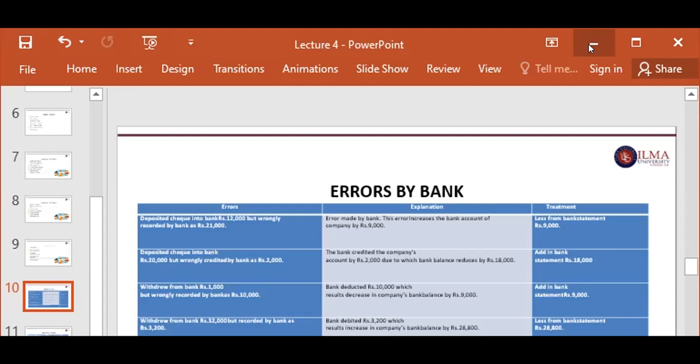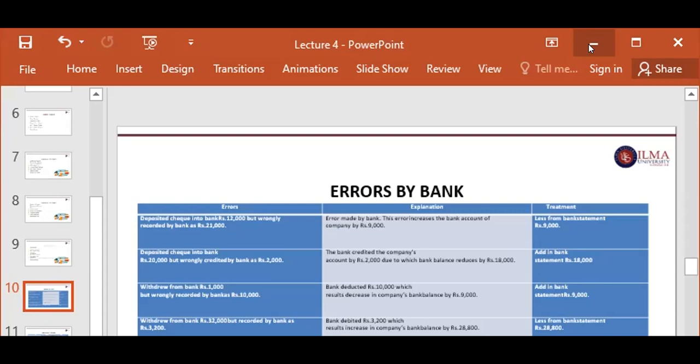Withdrew from bank 32,000 but recorded by the bank as rupees 3,200. Bank debited rupees 3,200, which results in an increase in the company's bank balance by rupees 28,800. Treatment to this error should be less from bank statement rupees 28,800.